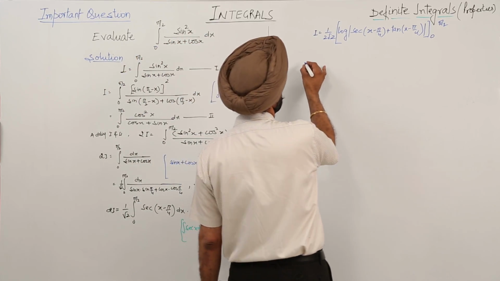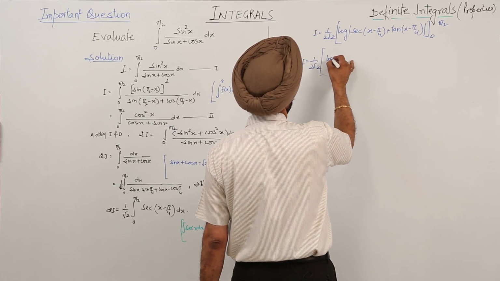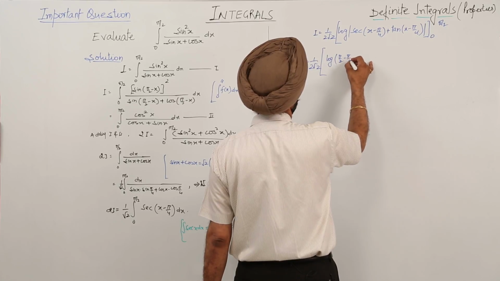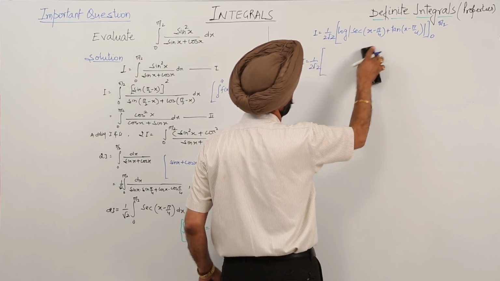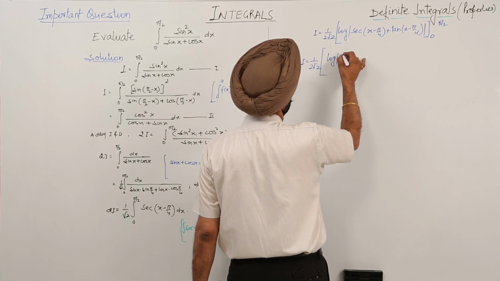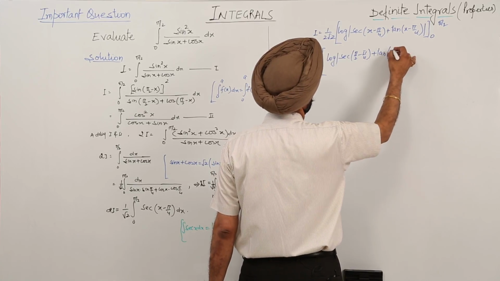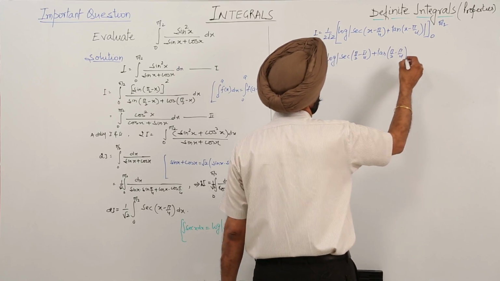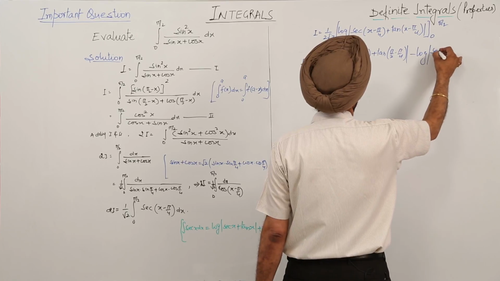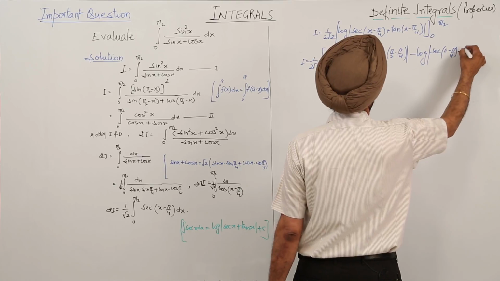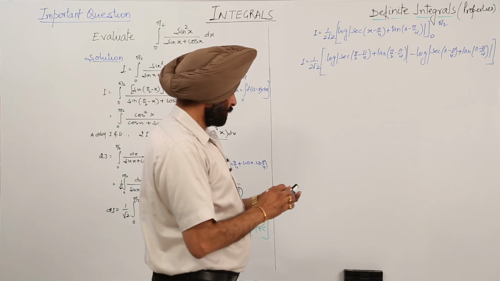Okay. So now what does it become? 1 upon 2 root 2 log of secant of pi by 2 minus pi by 4 plus tan of pi by 2 minus pi by 4, minus log of secant of 0 minus pi by 4 plus tan of 0 minus pi by 4, like this.